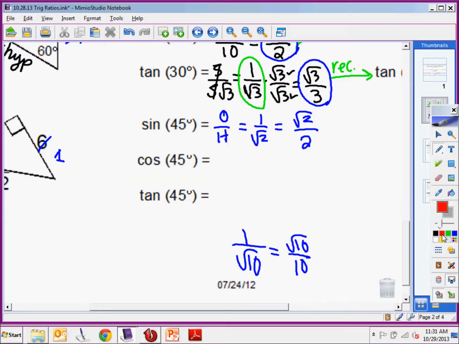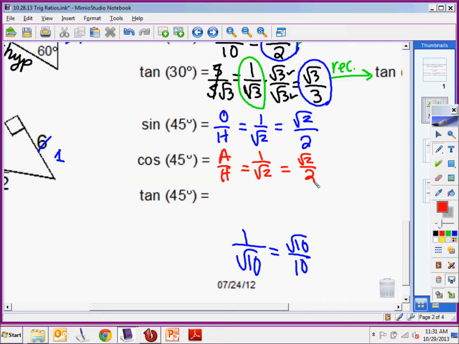All right. What does cosine mean? It's going to be adjacent over hypotenuse. Well, because my angles are the same, it'll be the same thing. 1 over the square root of 2. Because my sides are the same, right? It's an isosceles right triangle, so my sides are going to be the same. So what does this become? Square root of 2 over 2.